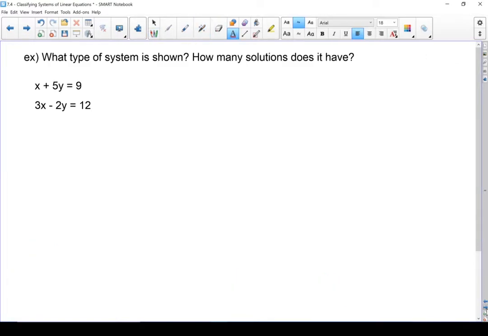On our first example here, I'm given two equations. And the question asks, what type of system is shown and how many solutions does it have? Now, they're both linear equations, but I want to know what type of system it's going to be. And in order to do that, we need to know their slope and their y-intercept. And the best way to do that is convert it into y equals mx plus b form.